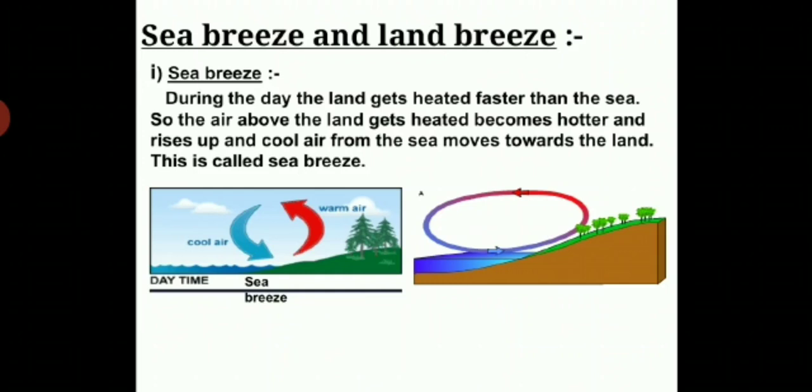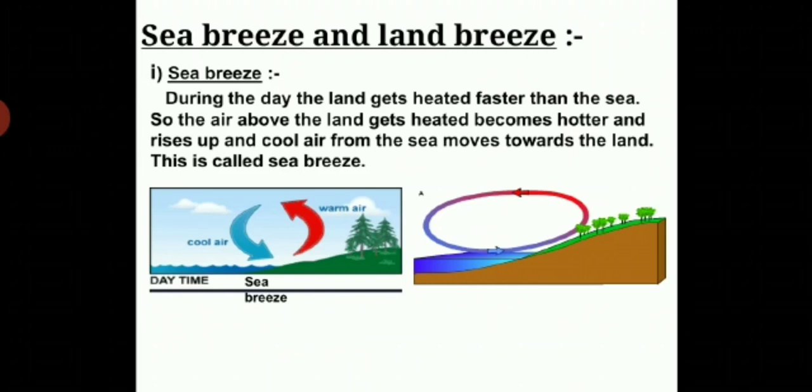So, sea breeze. What is sea breeze? What happens during the day? The land gets heated faster than the sea. Do you all agree with this, children? Yes, the land gets heated faster than the sea. So the air above the land gets heated and becomes hotter and less dense. When it becomes hot, it expands. Expanding means it will become less dense and it rises up.